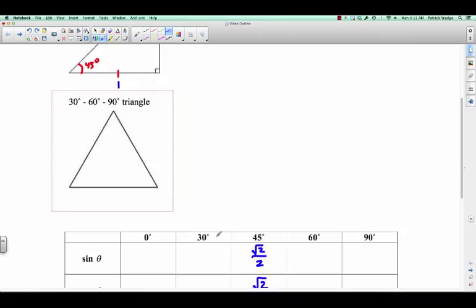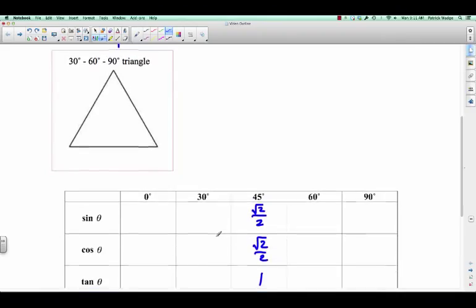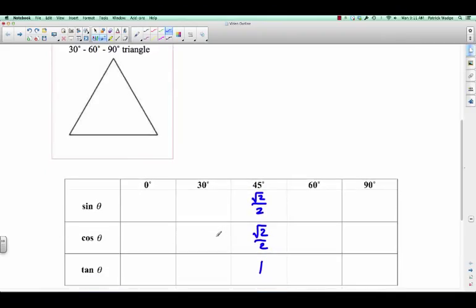Alright, now we're moving on to the second special triangle. It's a 30, 60, 90 degree triangle. So this is supposed to be a triangle where all the sides are the same length. In other words, it's an equilateral triangle. If it's equilateral, how much are each of the angles? Well, all the angles are equal, so they have to add up to 180. It's 60 degrees, 60 degrees, and 60 degrees.